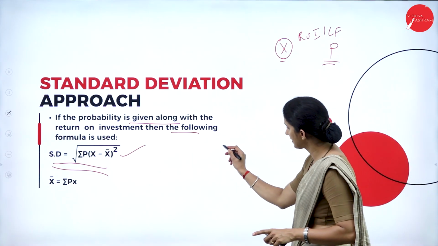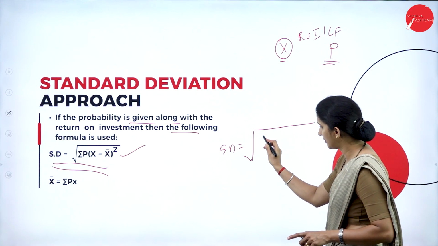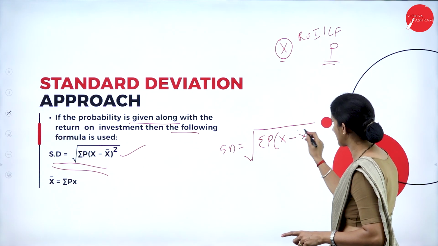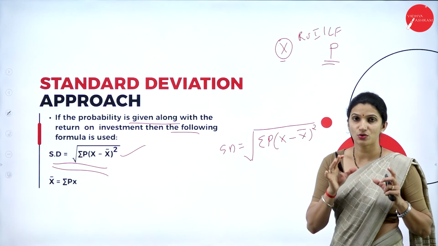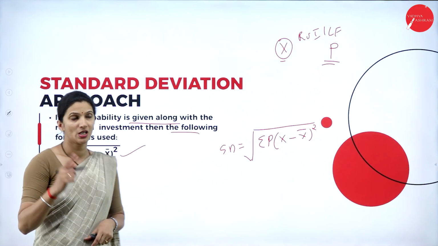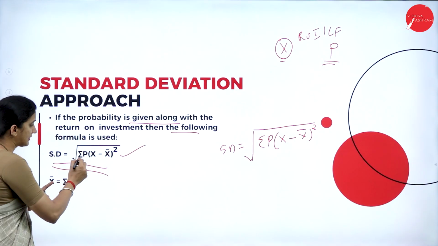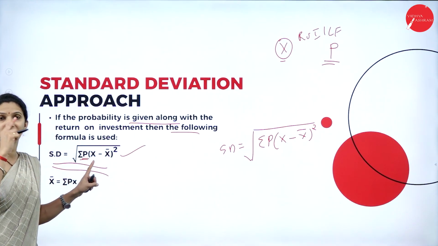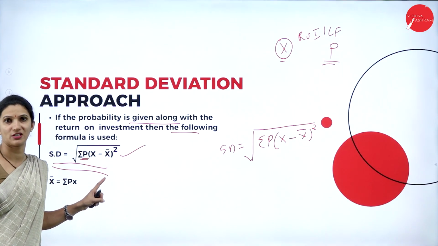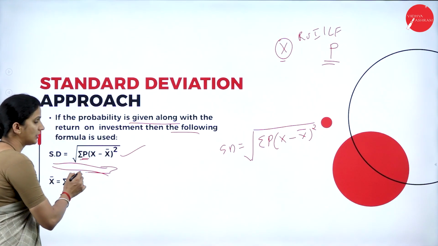So your formula, standard deviation is equal to root of sigma p, that is probability, into x minus x bar whole square. So this is the formula that we'll use when the probability is given in the question. The only thing is, instead of n, that is number of years, we will take the probability. So when the probability is given, we will not consider any n factors, that is number of years or the number of items. So this is the formula that we will use.